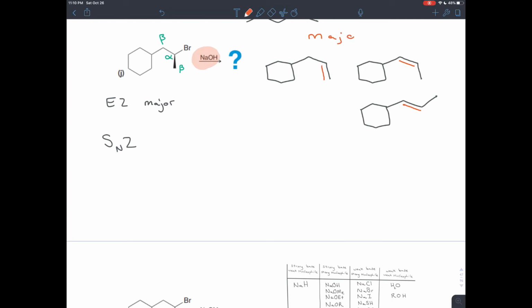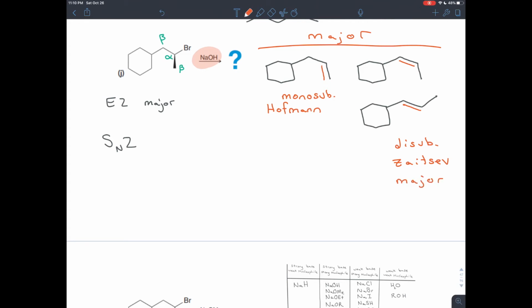Okay, now on the whole, these are the major products, but within this category, we should think about which ones are the major and which ones are the minor within that category. On the left, we have a pi bond that is monosubstituted. On the right, the pi bonds are disubstituted. That means that the molecules on the right are the Zaitsev product, and the molecule on the left is the Hofmann product. Okay, well, this is an E2 reaction, so which one the major product is depends on what type of base we have. We have hydroxide, which is a skinny base. That means that the Zaitsev product is the major product, and the Hofmann product is the minor product.